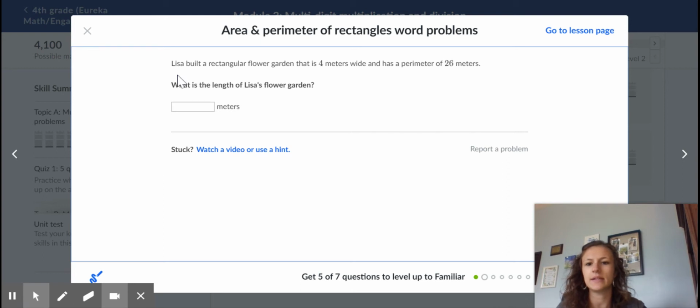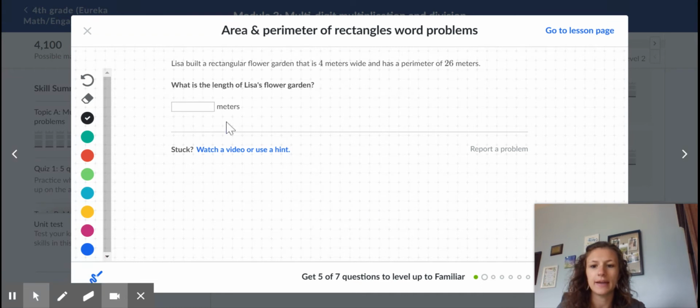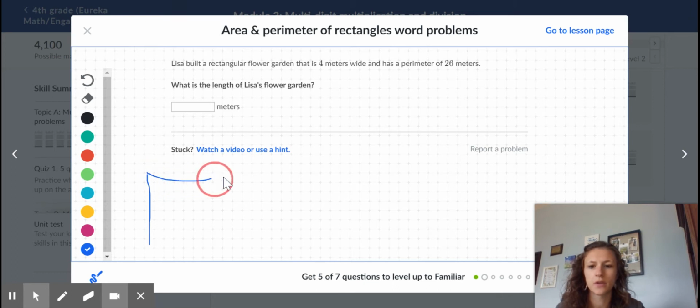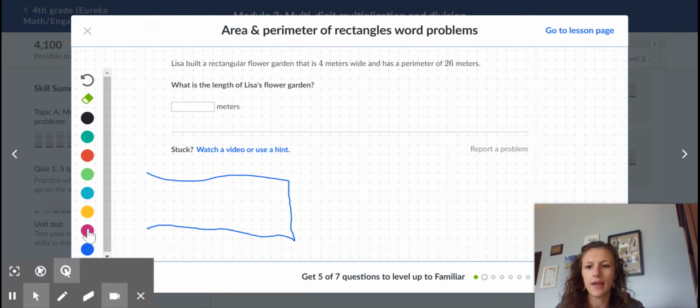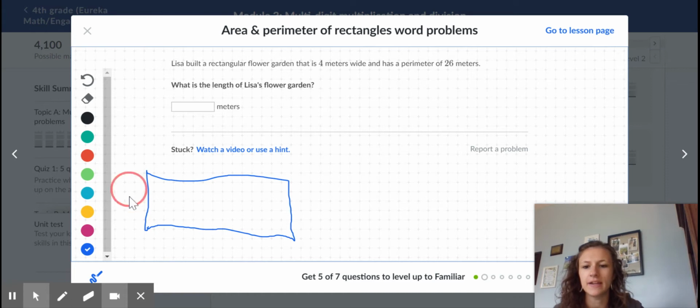This one says, Lisa built a rectangular flower garden that is 4 meters wide and has a perimeter of 26 meters. I'm going to start by drawing a little model of this so I can envision what I have. I have a badly drawn rectangle, just like in our live lessons. I know it's 4 meters wide, 4 and 4, and it has a perimeter of 26 meters.